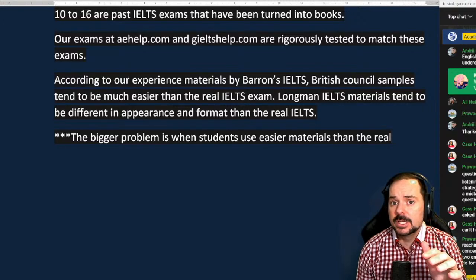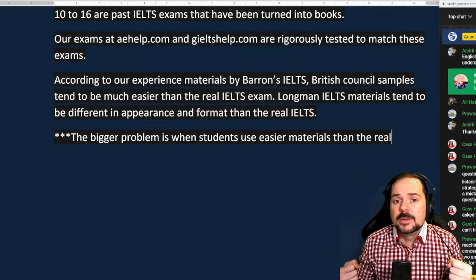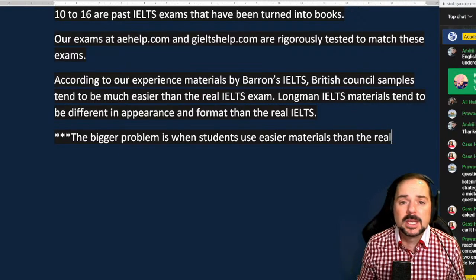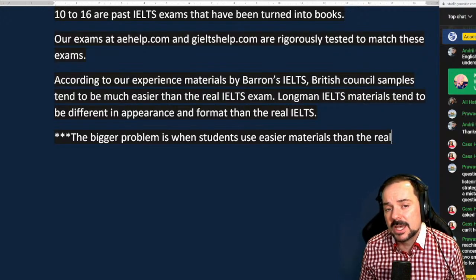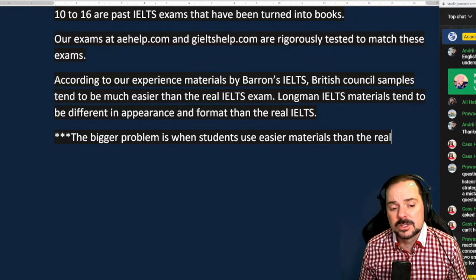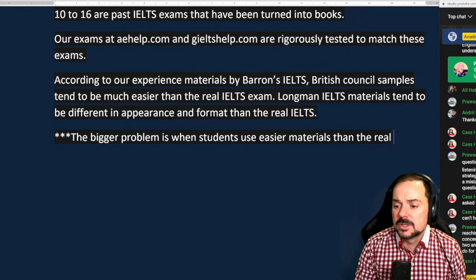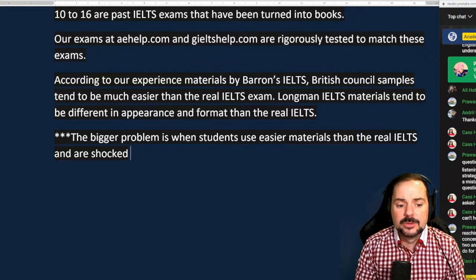Unfortunately, some companies make easier materials because they want students to feel good and buy their materials, thinking, oh, I can do this, this is great. But then the downside is when they get to the real exam and they're surprised by these more challenging questions, vocabulary and grammar, they're in a state of shock, and that's really disappointing. So the bigger problem is when students use easier materials than the real IELTS and are shocked by the real test.